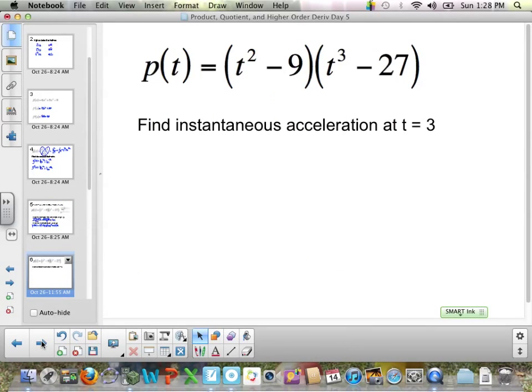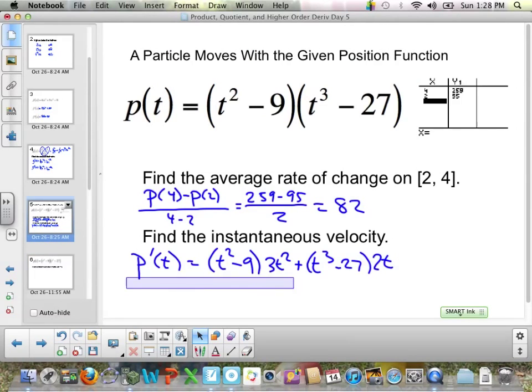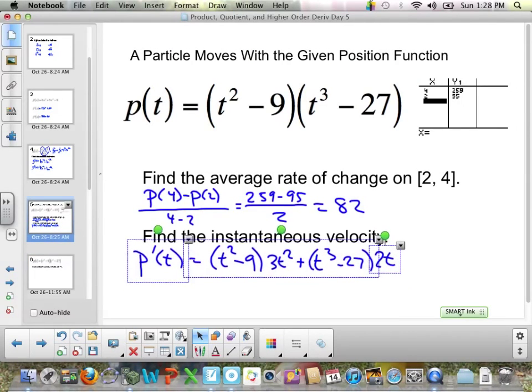Find the instantaneous acceleration at t equals 3. Well, for acceleration, that's the second derivative. So we'll take our first derivative and take the derivative of that. So let's go back to here. Take our first derivative. Copy that down.